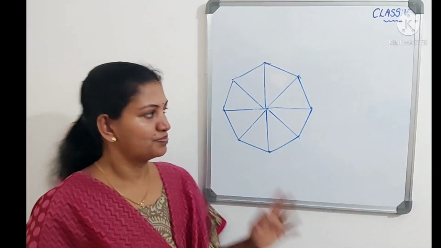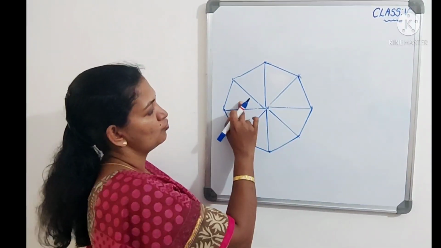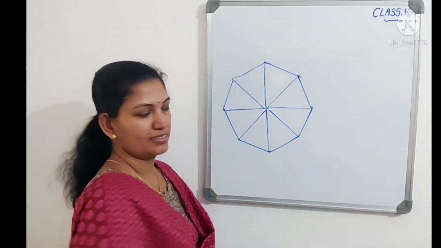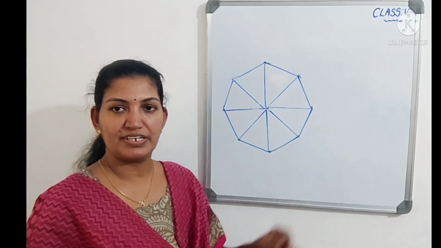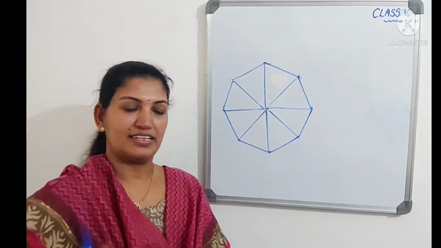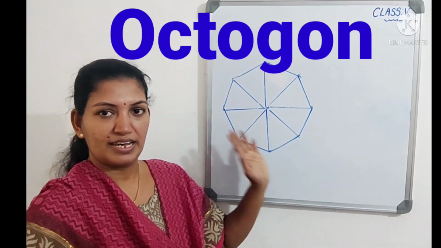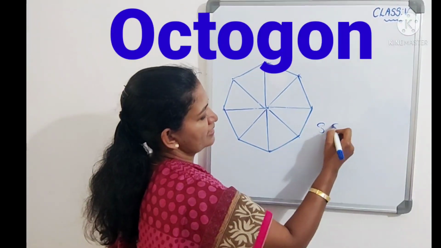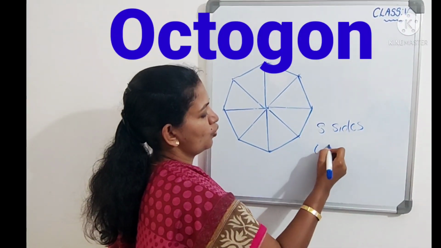What did we get now? Did you see this picture before? See how many sides: 1, 2, 3, 4, 5, 6, 7, 8. This figure has 8 sides. We studied that 8-sided figures are called octagons. We studied this in the first lesson. So see, the figure has 8 sides, and this figure is called an octagon.